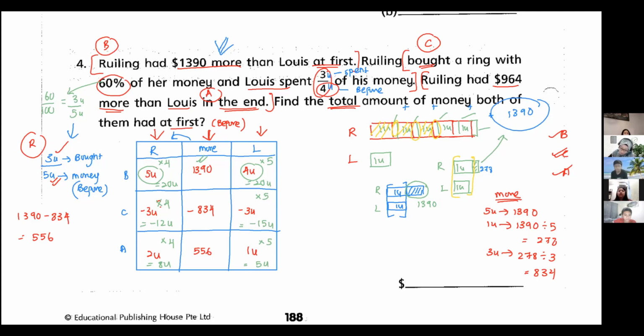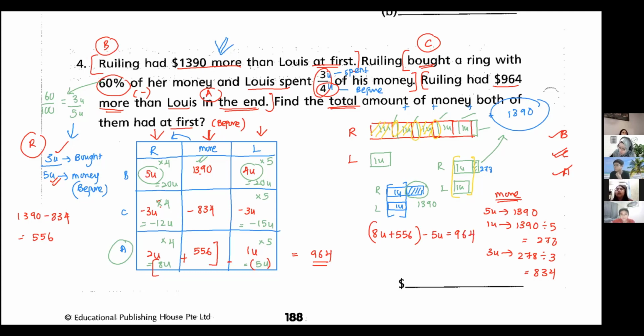But let's move on to the after. Look at the after part there. What is so interesting about that? They say that Railing had $964 more than Louis. Which means, the 964 I park there first. Okay. Which means, this railing is this much. 8 units plus 556. When I say more than Louis in the end, the more means I compare, I minus, right? Minus 5 units equals 964. Let us write it down. 8 units plus 556 minus 5 units equals 964. This is how it looks like.